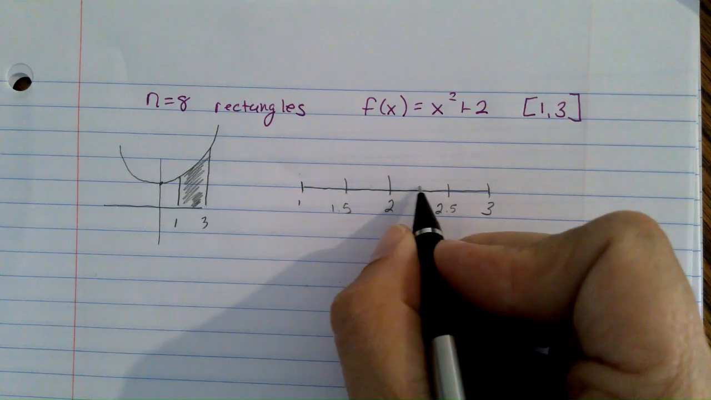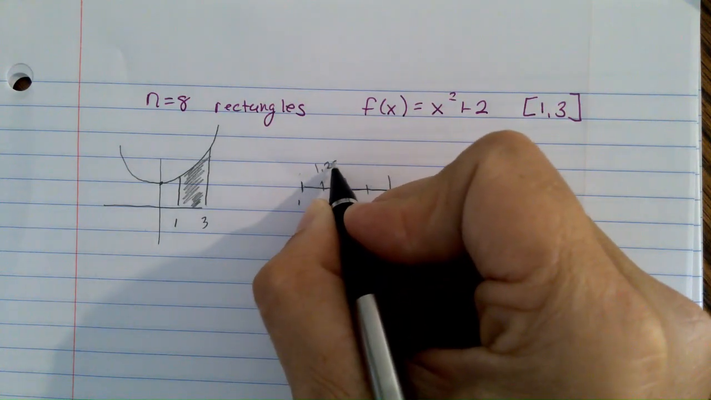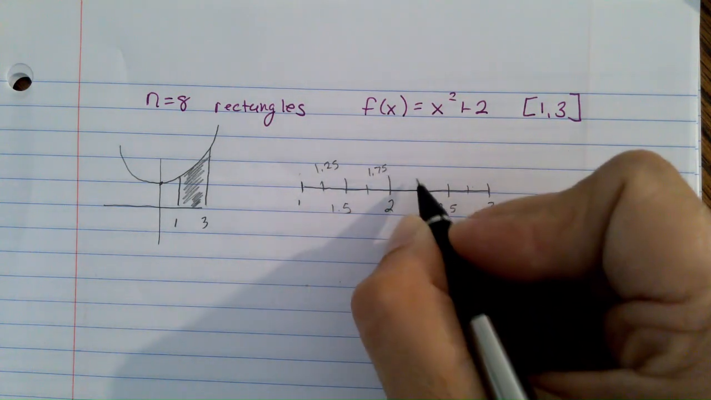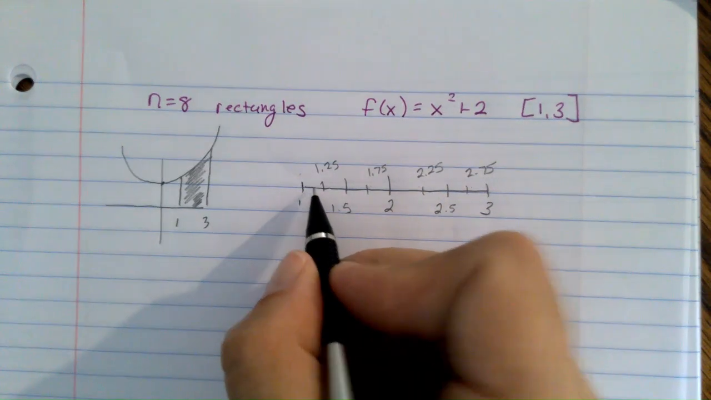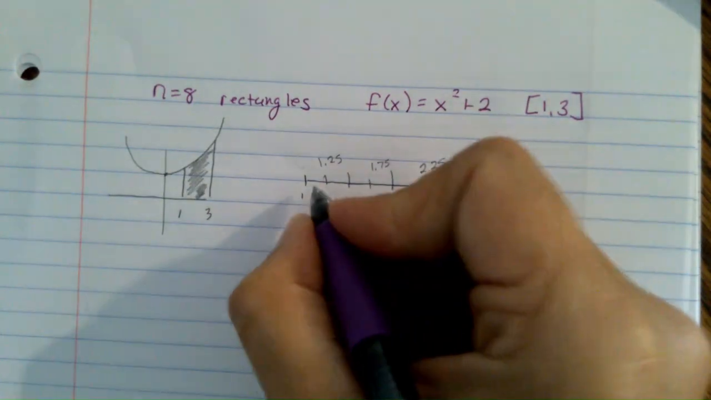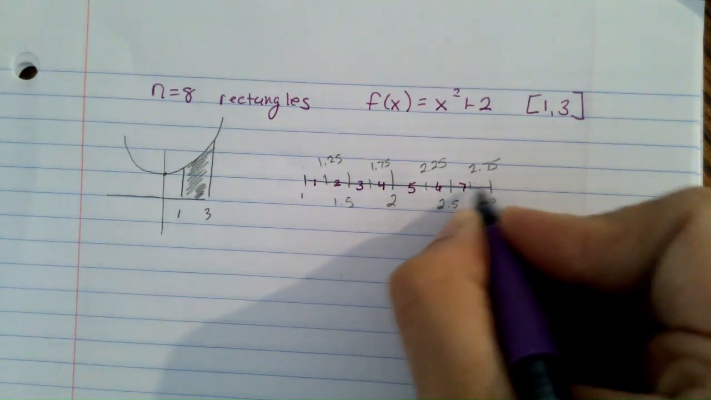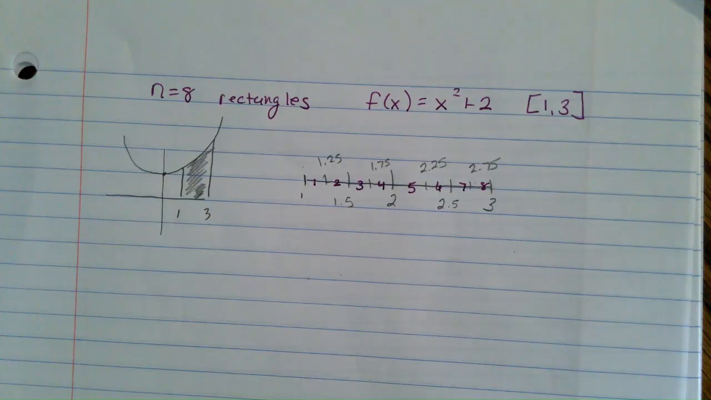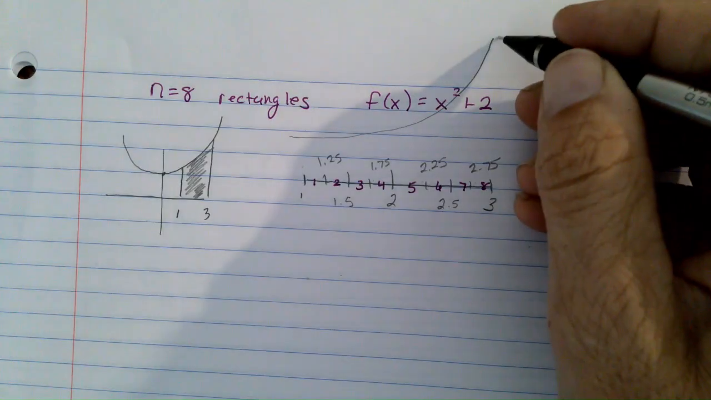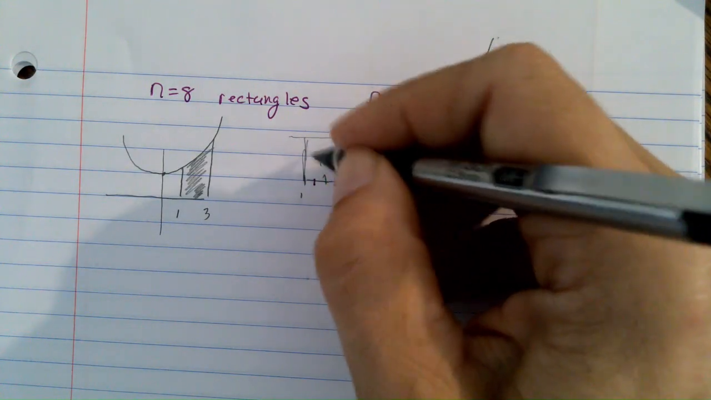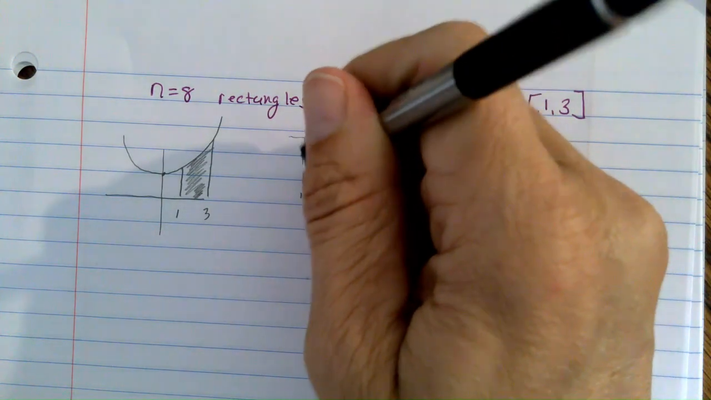But that's only 1, 2, 3, 4 sections. So cut those all in half again. 1.25, 1.75, 2.25, 2.75. So now we have 1, 2, 3, 4, 5, 6, 7, 8 sections, right? And we know that the graph is doing this and taking off. That was not there. That was me writing the number 1.